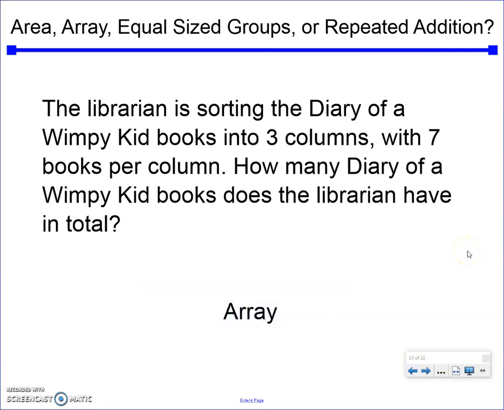Thank you for identifying these 4 multiplication story problem types with me today. Before we go, I want you to remind me. How would you solve all of these problems, whether they're area or array or equal-sized group or repeated addition? What would you do to solve them? Would you add or subtract or multiply? You're right. To solve all 4 of these types of problems, we multiply.